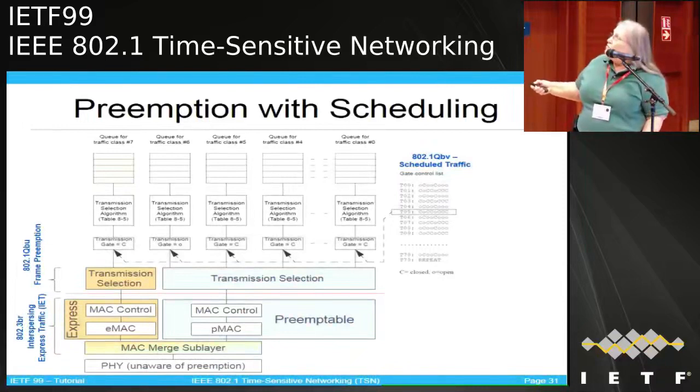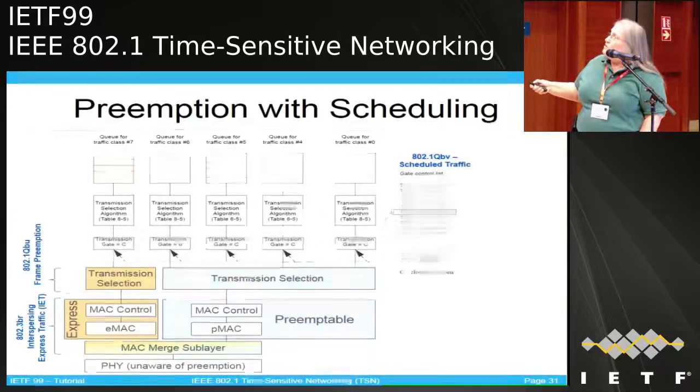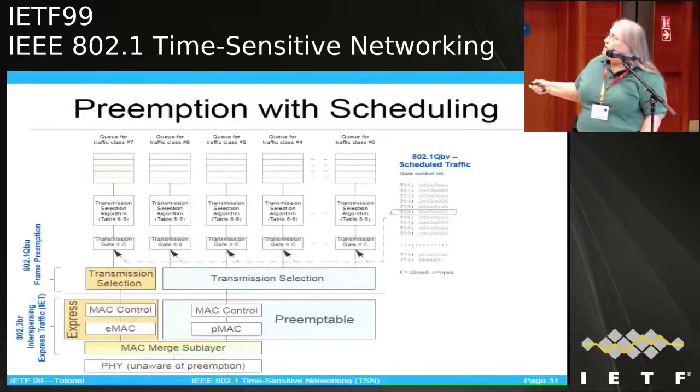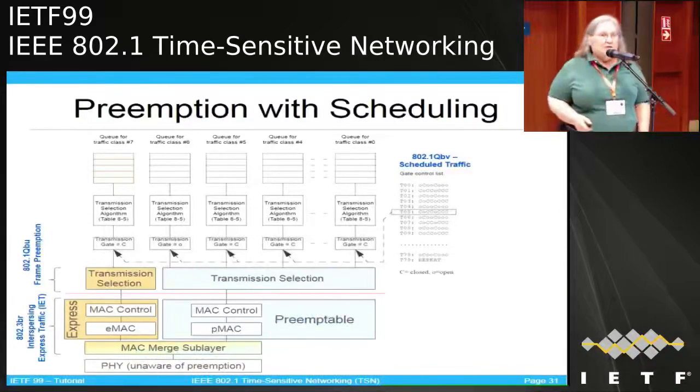And then below the MACs, we have the MAC merge sublayer, which is a shim sublayer that basically takes the output of these two and does the actual preemption when necessary. And then below that we have the PHY, which is a regular PHY and doesn't have to know anything about preemption going on.